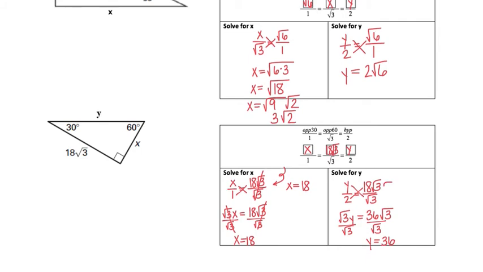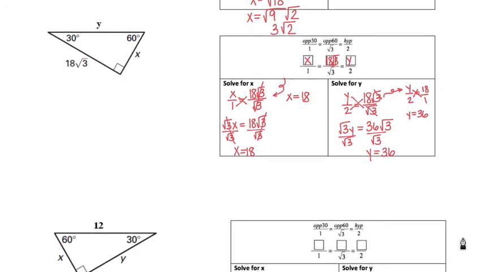Or at this point, you could have had y over 2. And you might have seen that 18 square root 3 over square root 3, that's just 18. And we can put it over 1. And then cross multiply. And y would equal 36.